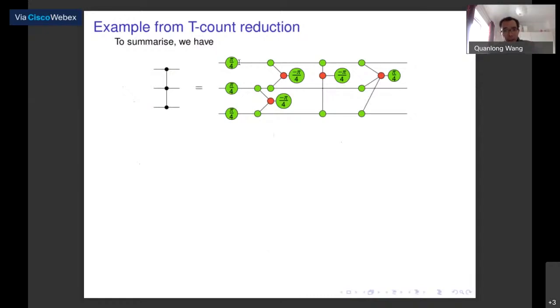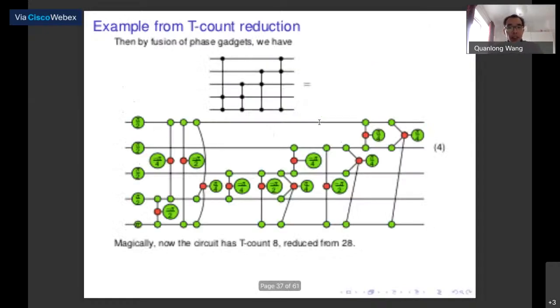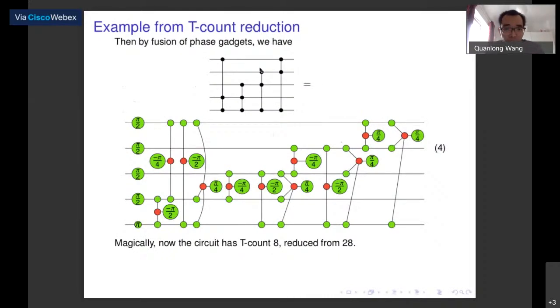This means for any wire, you have a single phase gate, a 2-wire phase gadget, three 2-wire phase gadgets, and a single 3-wire phase gadget. A very symmetrical one. Then for the original circuit with 4 CCZ gates, if we put all of this symmetric form together, then use the fusion rule of the phase gadget, you can simplify it into this circuit. If you count, you can find that the T count is just 8. So it's from 28 to 8. We reduced a lot, right?